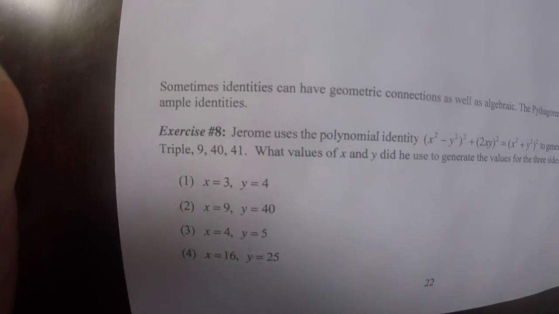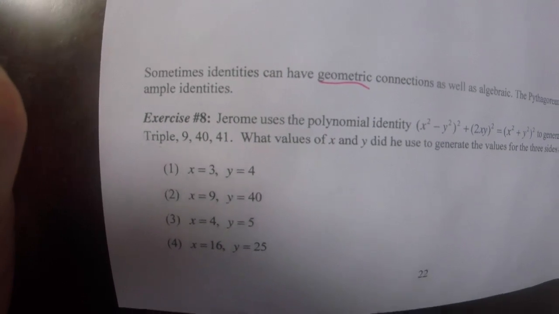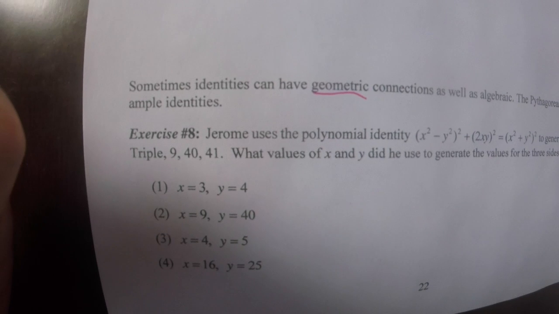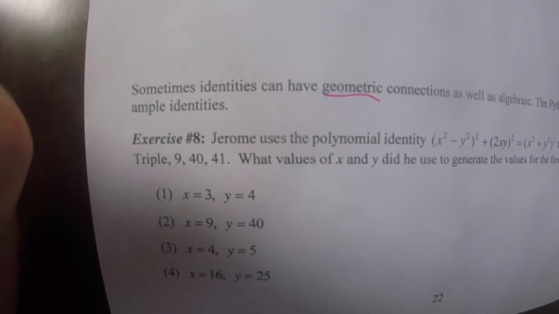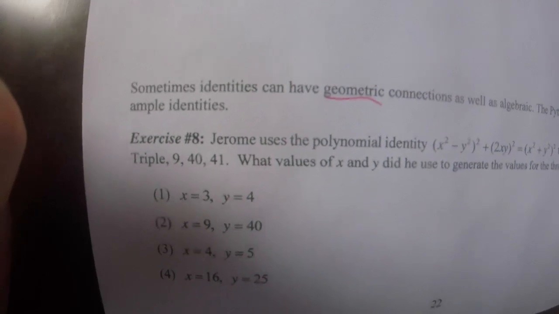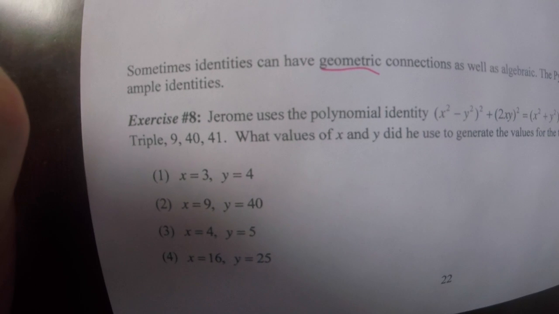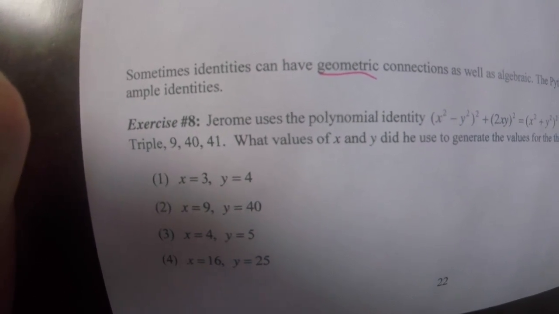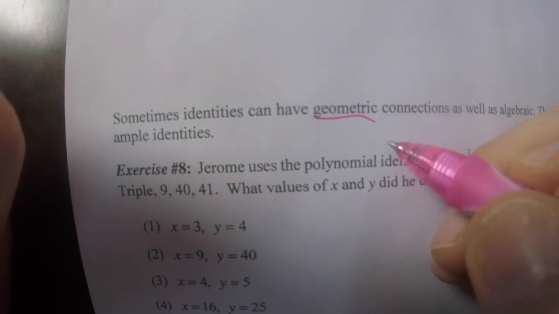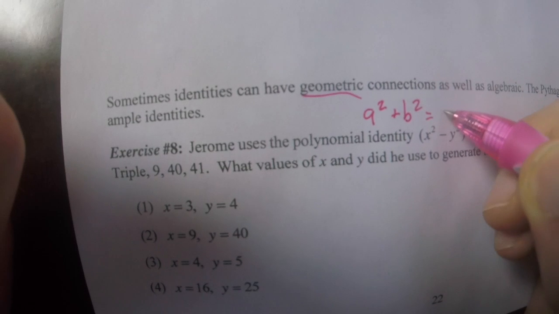So it says sometimes identities can have geometric connections as well as algebraic. The Pythagorean theorem gives us ample identities. And those of you that were lucky enough to have me last year definitely remember Pythagorean theorem, right? Think about it. What's Pythagorean theorem? I think it's a squared plus b squared equals c squared.